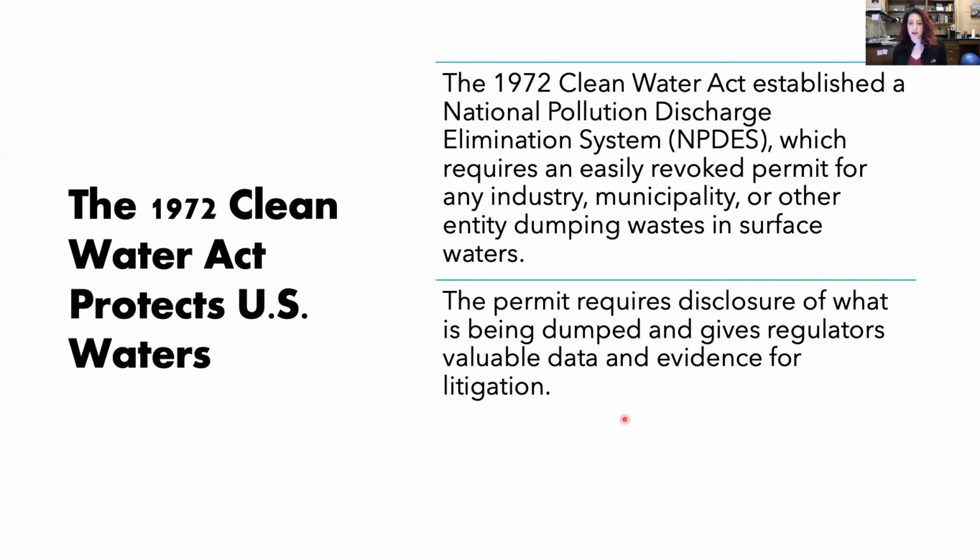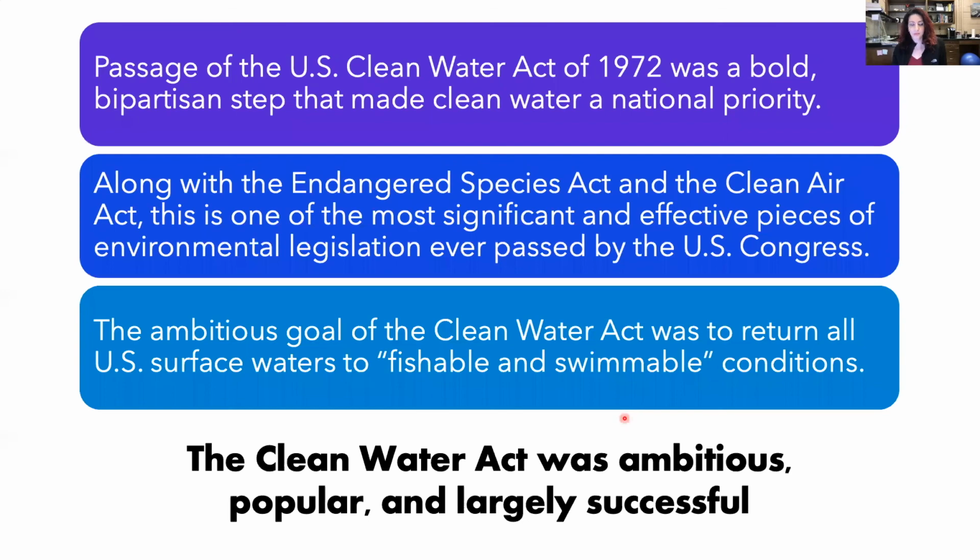Perhaps the most important result of this act has been the investment of $54 billion in federal funds and more than $128 billion in state and local funds for municipal sewage treatment facilities. So all in all, the Clean Water Act was ambitious, powerful, bipartisan, and largely successful. It made clean water a national priority. And so along with the Endangered Species Act and the Clean Air Act, this is one of the most significant and effective pieces of environmental legislation ever passed by the US Congress. The ambitious goal within the Clean Water Act was to return the US surface waters to fishable and swimmable conditions.